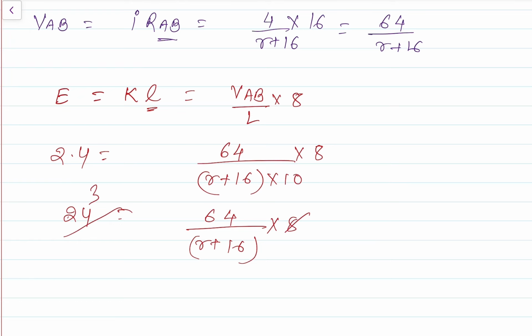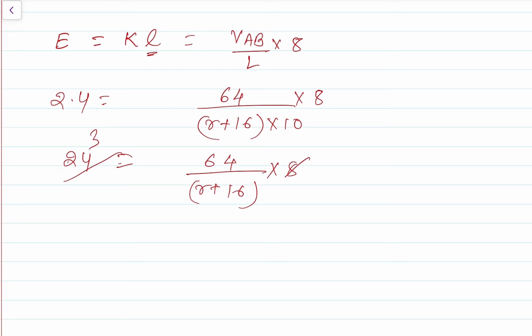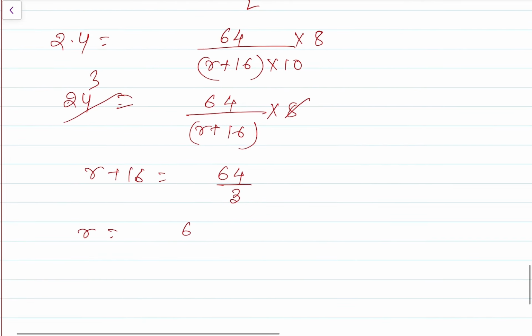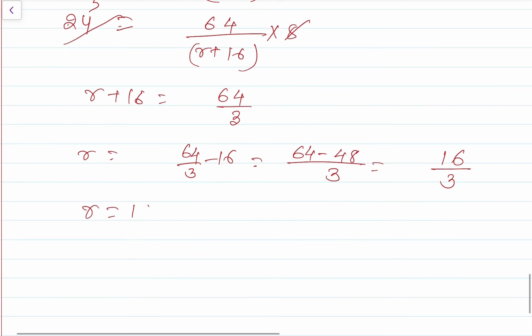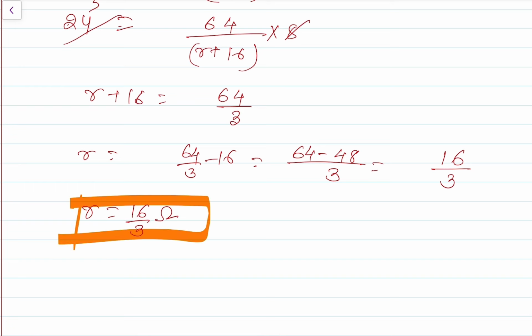So here, 3. So R plus 16 is equal to 64 by 3, right? So R is equal to 64 by 3 minus 16. So 64 minus 48 by 3. So here internal resistance of the cell we got 16 by 3 ohm. Okay, so hope this is clear to you. So internal resistance of the cell is 16 by 3 ohm.